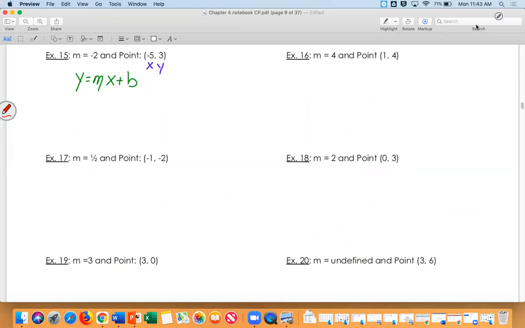Step number three is substitute. I look for where I labeled y. Y is right there, 3 is above it. M is -2, it says it right there, which is the start of my problem. X is -5. And b, I don't know. Now, -2 times -5 is 10.